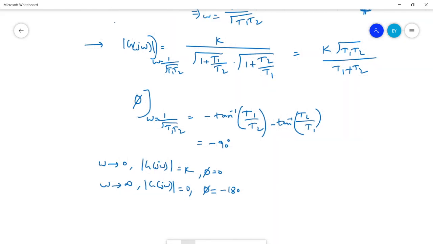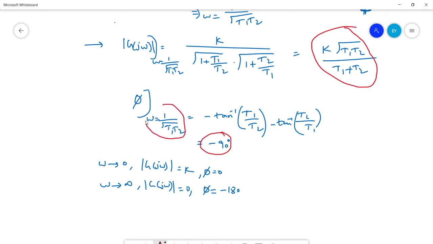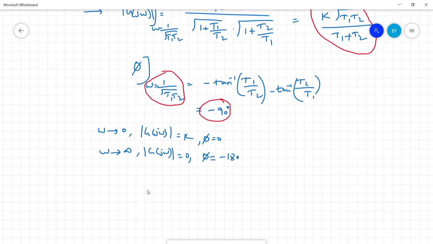I'll just mark it with a red pen. So the phase angle is minus 90, the magnitude is k into root of T1 into T2 by T1 plus T2, and what is the frequency? The frequency is 1 by root of T1 T2. This is the particular frequency. Okay, these are the three terms which help us to plot the polar plot.